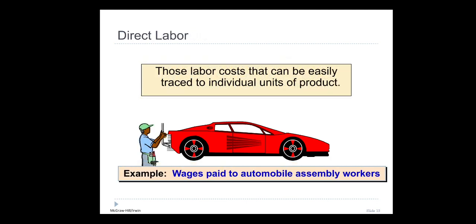And then the second cost that a business has to pay when the business produces something is called direct labor cost. So, who are direct labor? If you have a business, there are many workers or labor. But who are the direct labor? See here. Direct labors are those labor that can be easily traced to an individual unit of product.